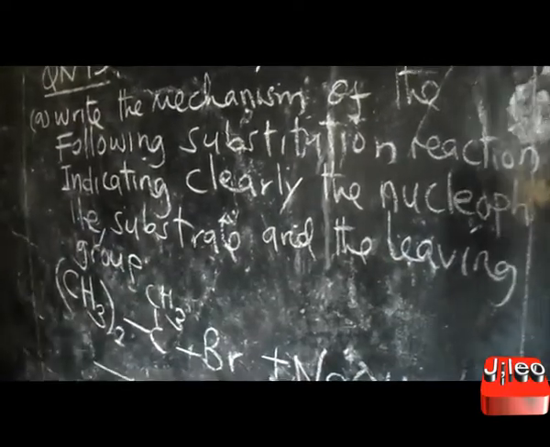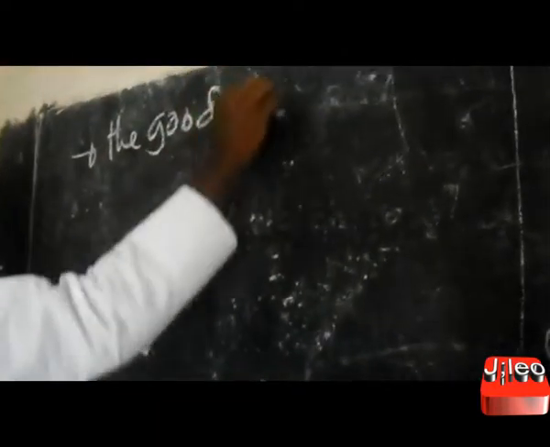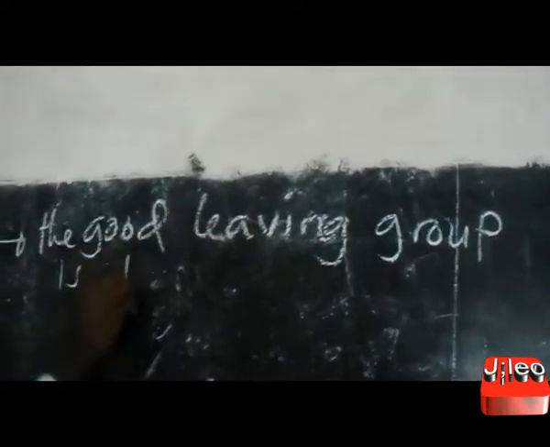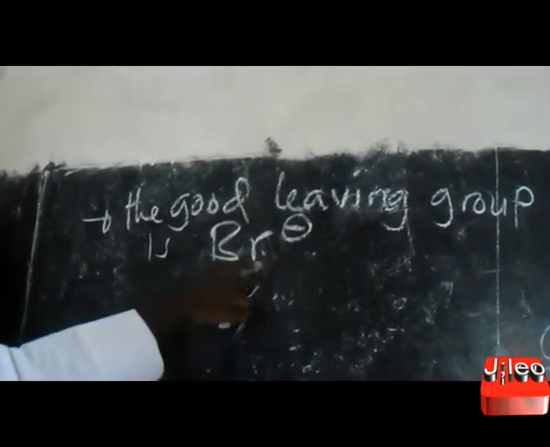So now the good leaving group from our question is bromide, which is negative in charge. Bromide, because it is more electronegative compared to carbon. That's why it is a good leaving group.